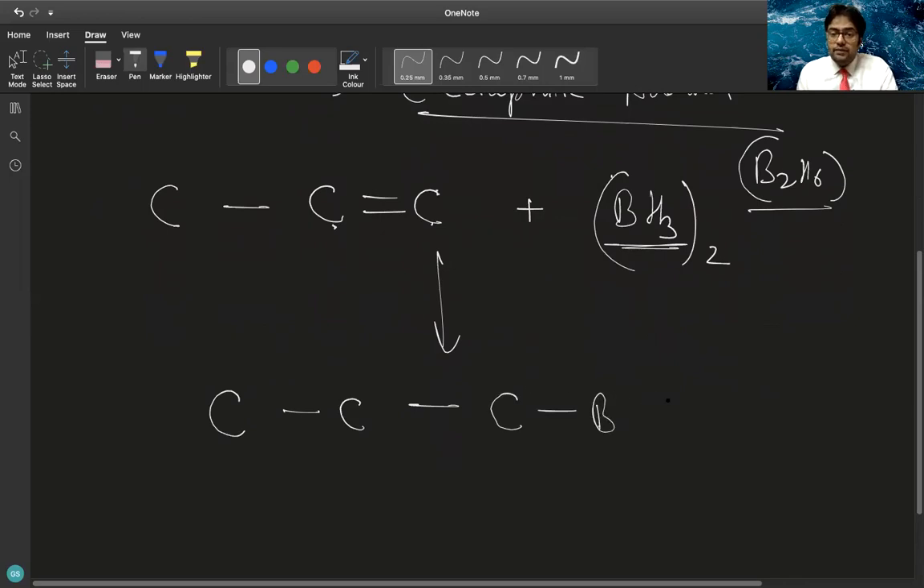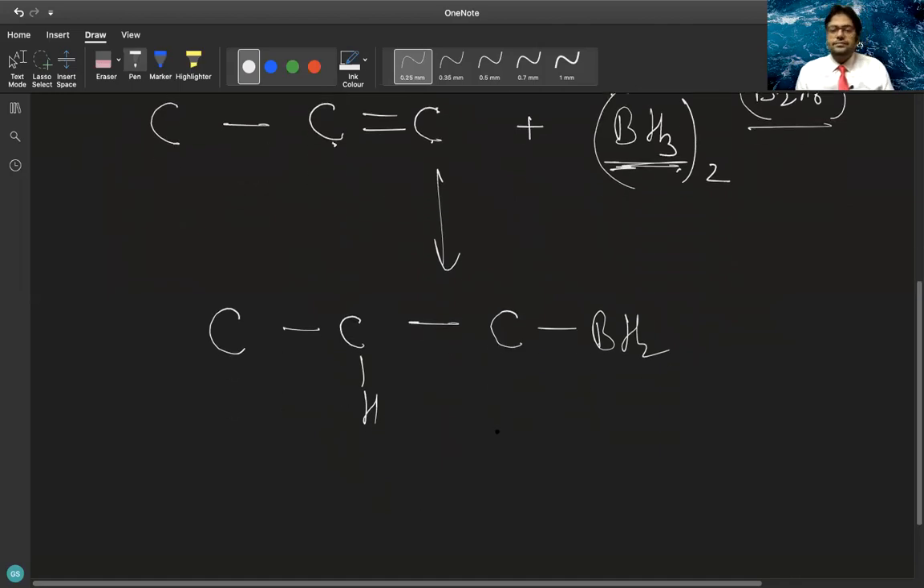B will attack on this carbon because boron is more metallic than hydrogen, so hydrogen will behave as H minus. So it will form BH2, and because of the presence of the plus on this carbon, H will be placed at this carbon.